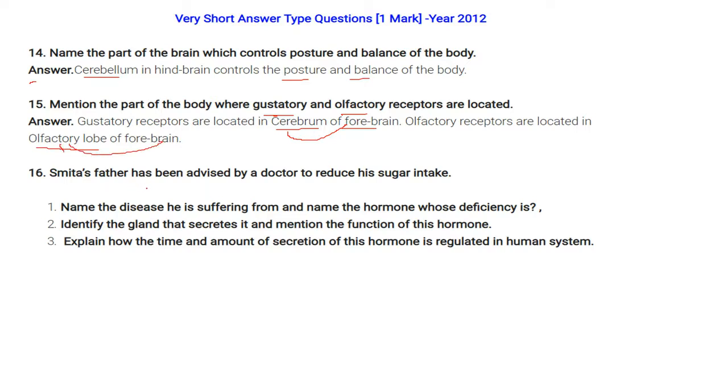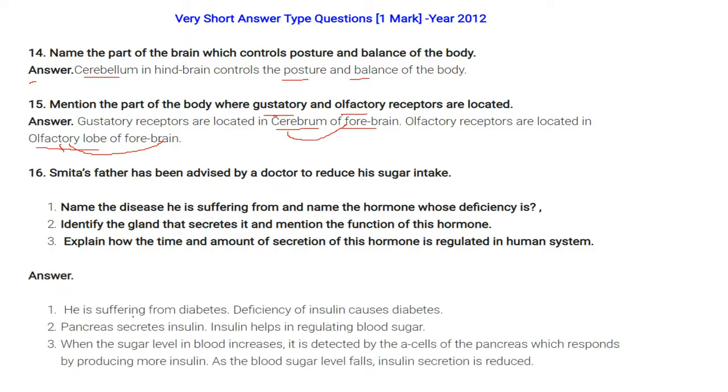Smitha's father has been advised by a doctor to reduce his sugar intake. Name the disease he is suffering from and name the hormone whose deficiency causes it. Smitha's father is suffering from diabetes. Deficiency of insulin causes diabetes, that is, an increase of sugar level in the blood. Identify the gland that secretes it and mention the function of this hormone. The pancreas secretes insulin, and this insulin helps in regulating blood sugar.